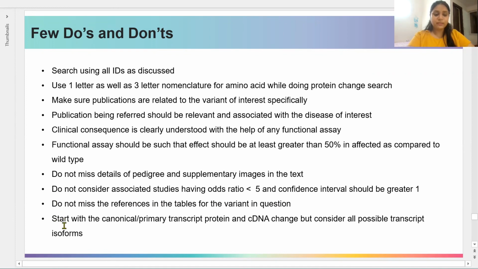And in case of variants which have multiple annotations and multiple transcripts, you start with the canonical or primary transcript of the protein, which is mentioned in ClinVar or in Ensembl. But you have to consider all possible transcript isoforms to make sure that you are actually getting specific literature for your variant.